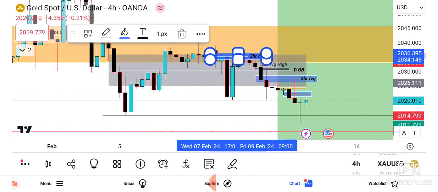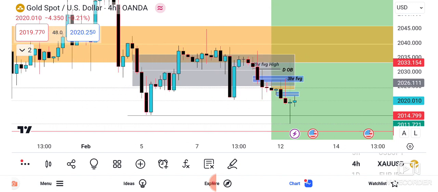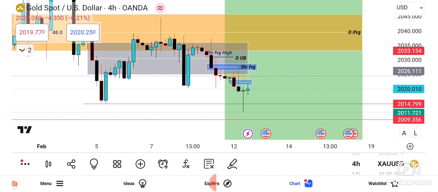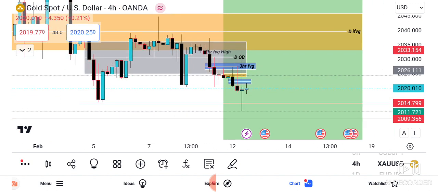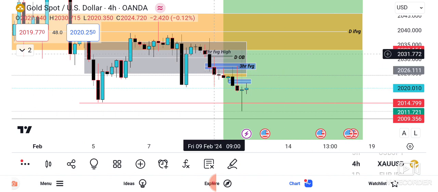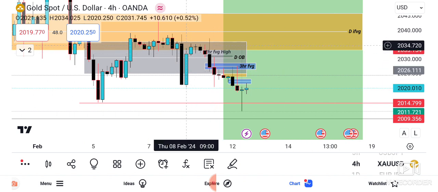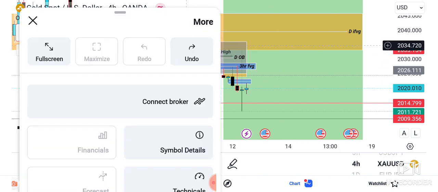Should I clear that? Yeah, I will clear it because I talked about it in the previous video, so I'll not be using that. So over here we had the 2-hour inversion fair value gap, which let me undo it.